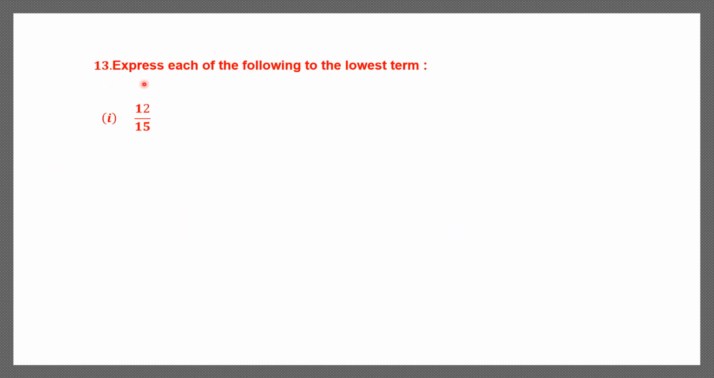Question 13. Express each of the following to the lowest term. So a fraction has been given to us. If we have to reduce it to the lowest term, there are different ways of doing it. One is by dividing the numerator and the denominator by a common factor. That means a number that can divide both. And if you take the highest common factor, that becomes the easiest. Now let's write down this fraction. So the fraction is 12 by 15.